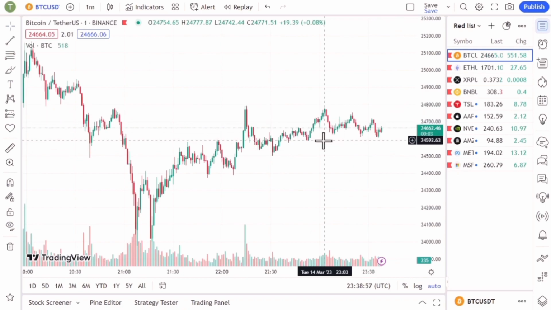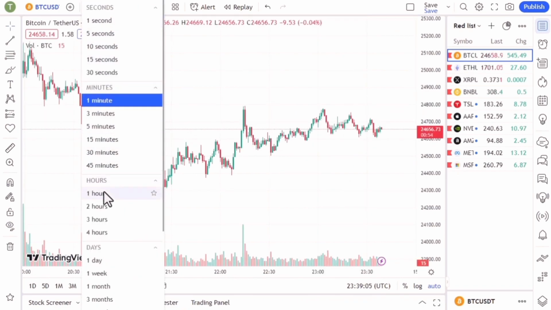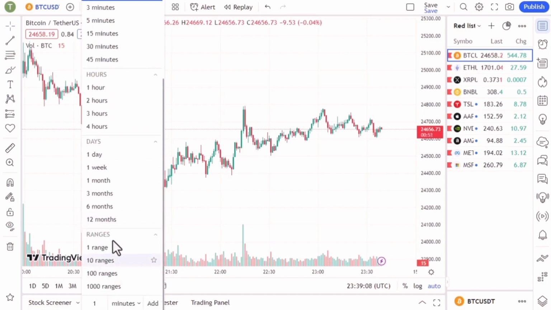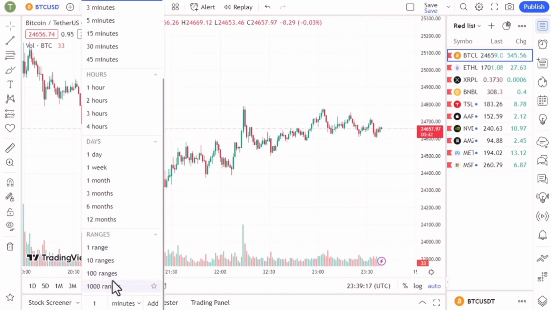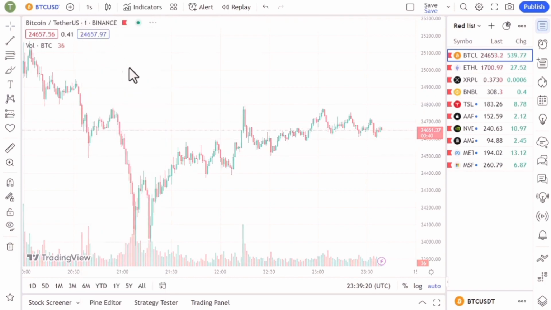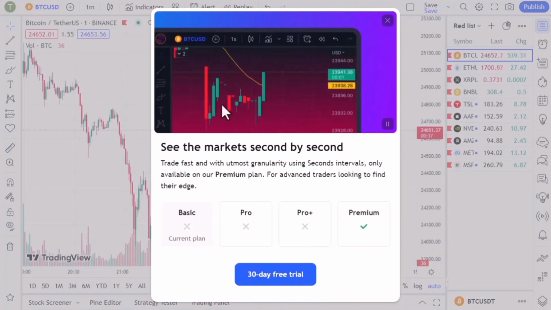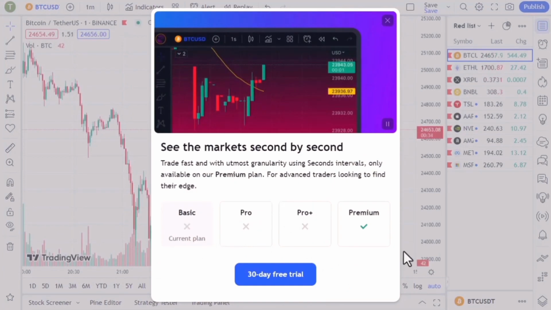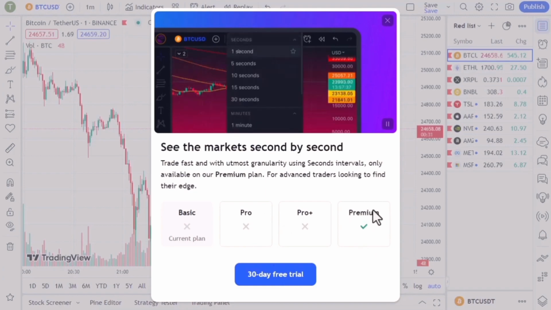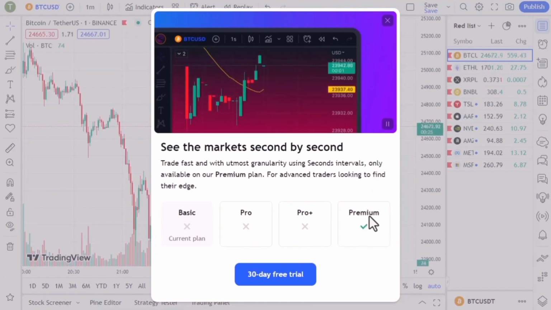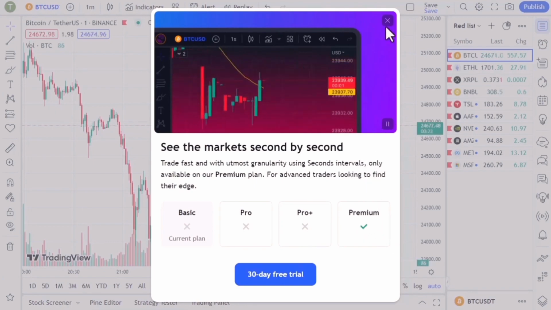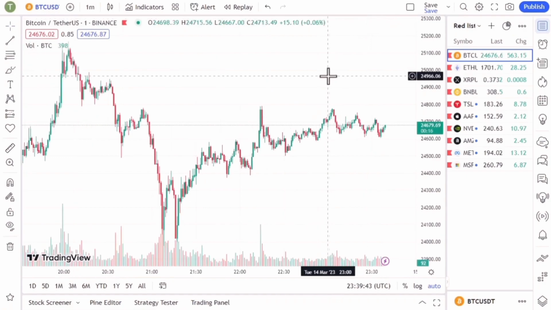Next thing that I have is my time frames here: 1 minute, 5 minutes, 15 minutes, 30 minutes, 1 hour, 4 hours, 1 day, 1 week. Let's click here. You can see a list here. It starts all the way from 1 second down to 1,000 ranges. If I click on 1 second, it doesn't show me that because you must buy the paid version, at least the premium version. Only the premium version shows you 1 second, but one way or another, you don't need it and it's not useful to you because you're not supposed to trade within that criteria.